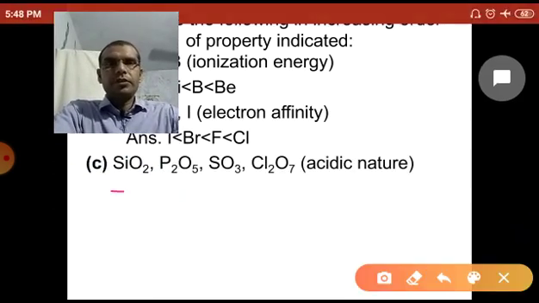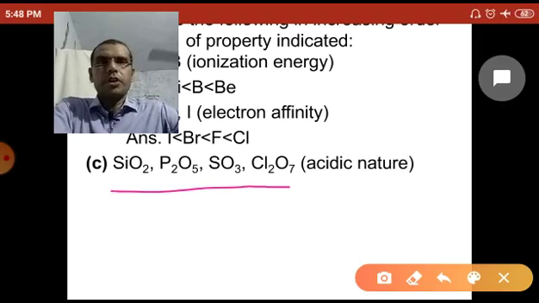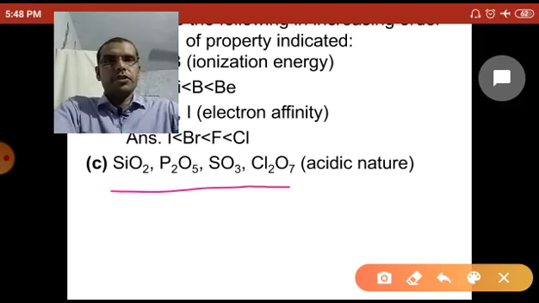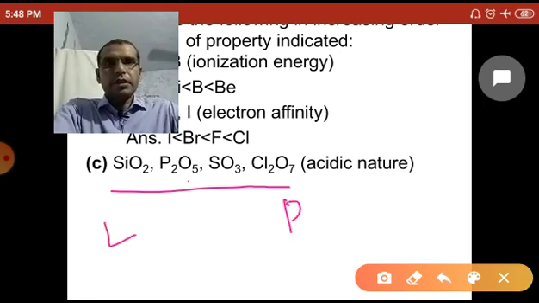Next question, arrange these compounds according to their acidic nature. As you know, all non-metal oxides are acidic in nature and metal oxides are basic in nature. So whenever you move from left to right in a particular period, the acidic nature of the oxides formed by the elements increases.